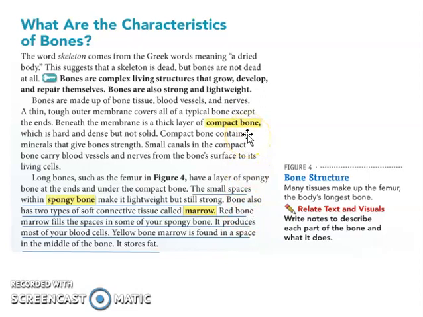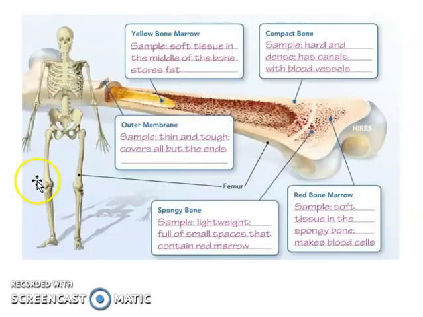The three major parts of the bone are compact bone, which is the hard part of our bone, the spongy bone, and the marrow. I will explain the meaning of these here in this illustration. The longest bone in our body is the femur. You can see the femur in your leg, your thigh here in your leg.